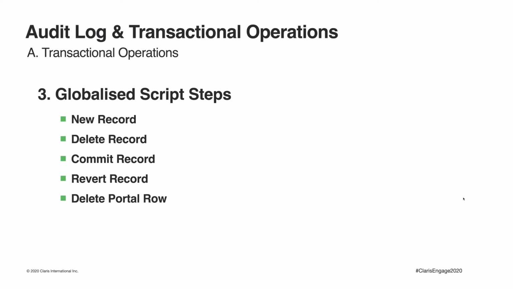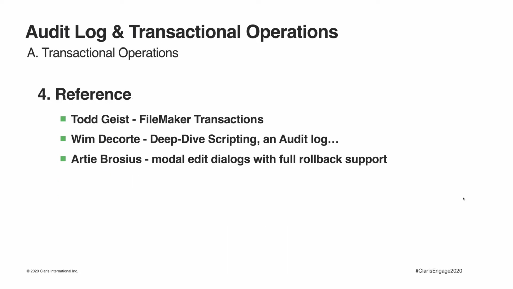In addition, a script used in the onRecordCommit script trigger is needed to freeze the record in the gray zone we previously discussed. All the above is not new ground. FileMaker developers have been writing about commit prevention for a lot of years. Some notable resources to follow up are FileMaker Transactions by Todd Geist, Deep Dive Scripting and Audit Log, which was a DevCon session by Wim de Kort, and Modal Edit Dialogues with full rollback support by Artie Brosius.